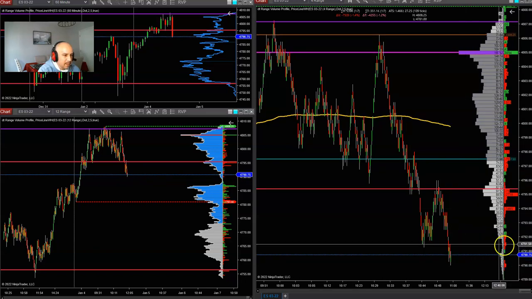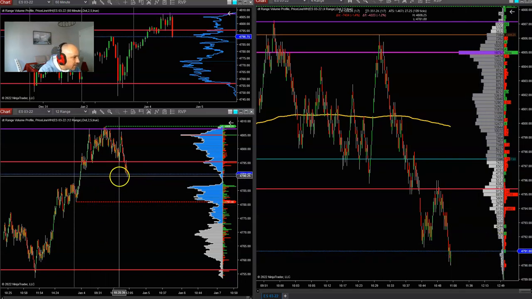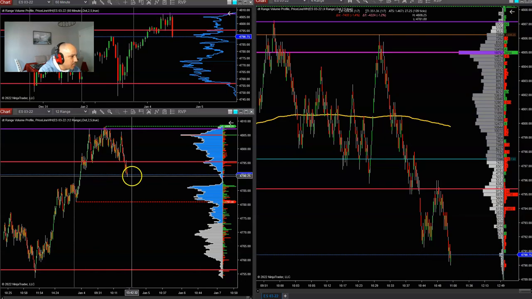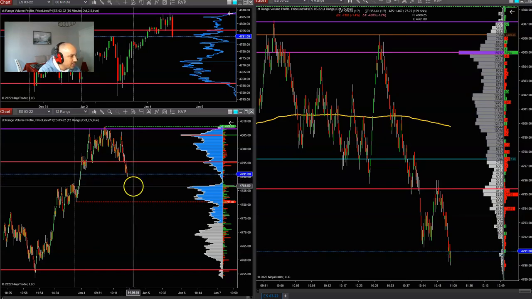I'm not going to play around because price is bouncing in this area. More than likely it's going to come down here and test 47.86.5. I take my profit. When I see it, I can take it. I'm going to go ahead and take it.